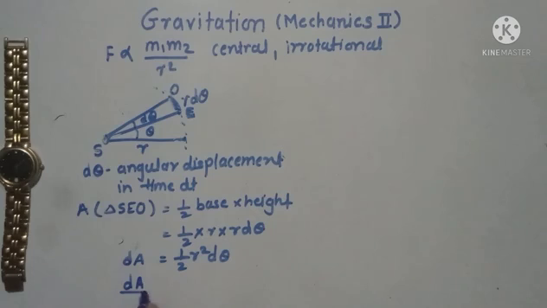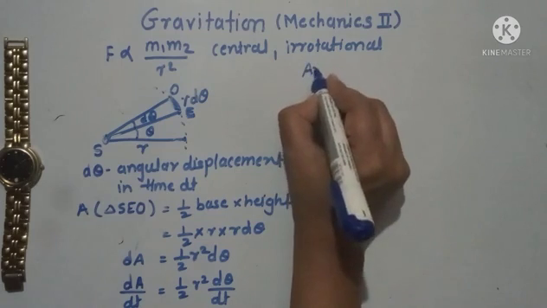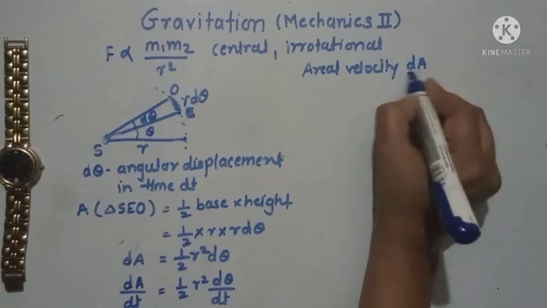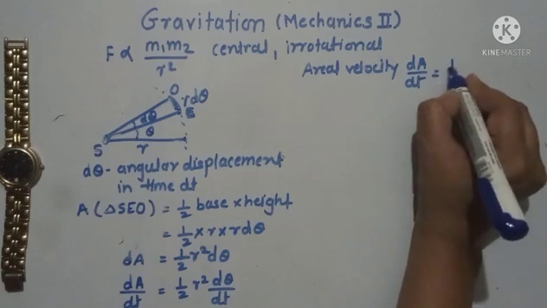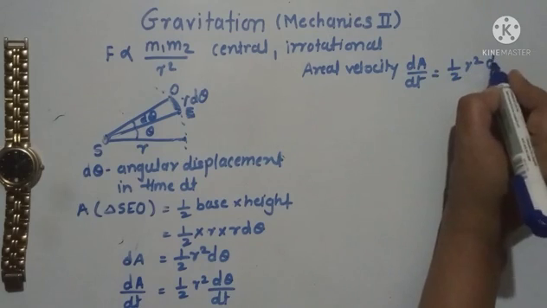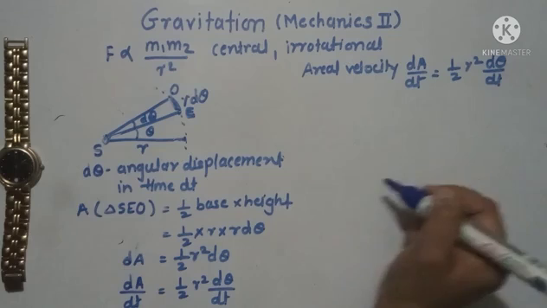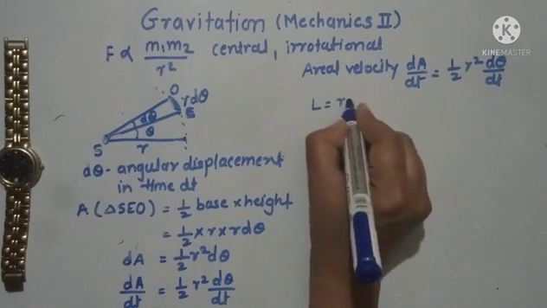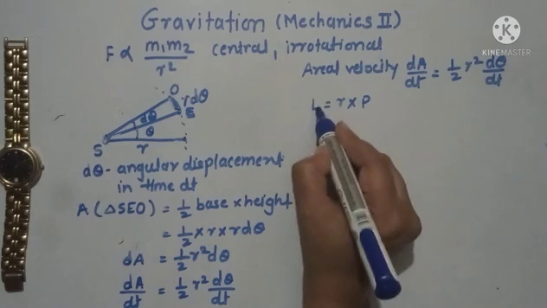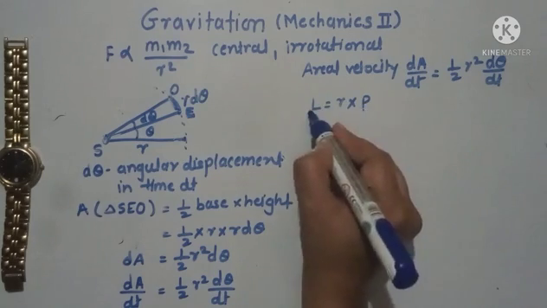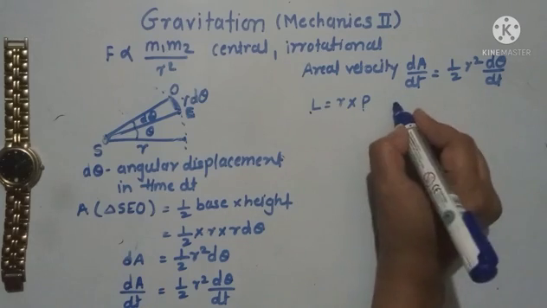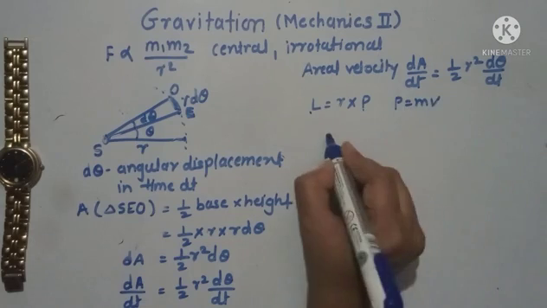Now let me divide it by dt. So it will be 1/2 r square d theta upon dt. This term is called the areal velocity. So areal velocity is dA upon dt, which we have calculated as 1/2 r square d theta upon dt. We know that L is equal to r into p. This is the relation between linear momentum and angular momentum. This p is the linear momentum, and p is equal to mv.